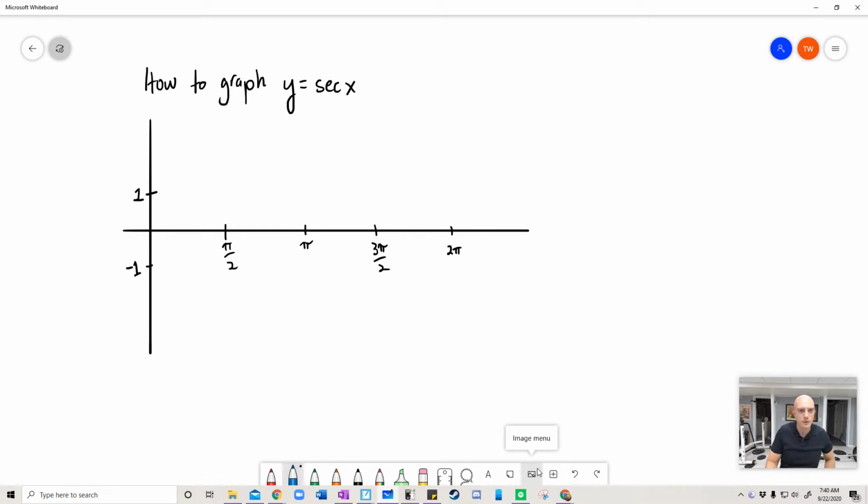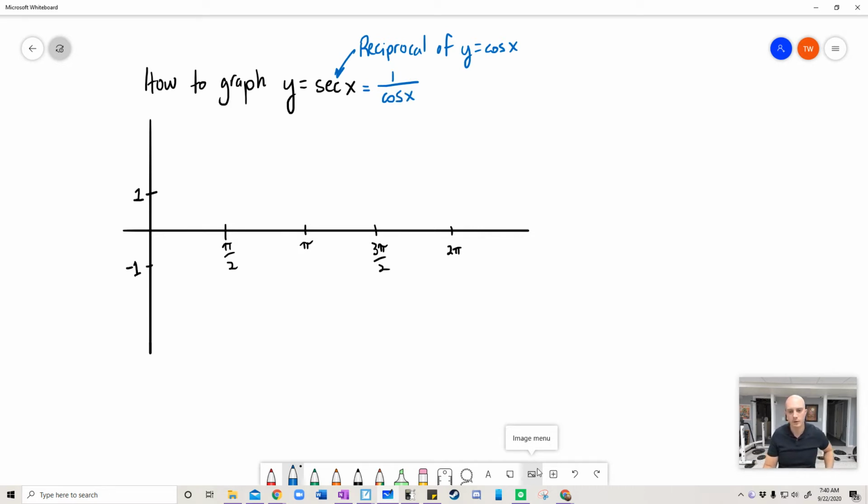So the first thing is the definition of the secant of x is that it's the reciprocal of the cosine function. So if you take all the values of cosine and you put them over 1, then you get the secant values. So another way to rewrite the secant of x is as 1 over the cosine of x.